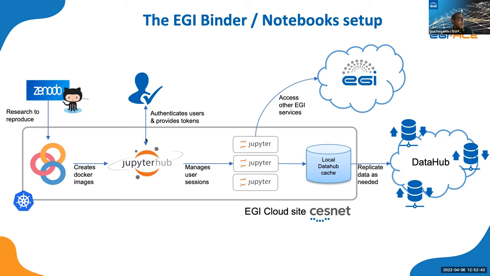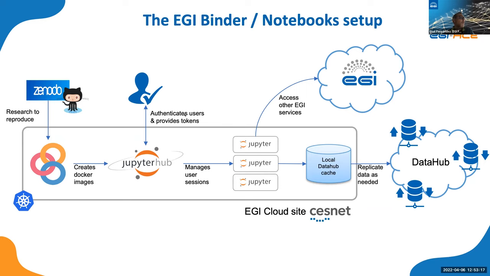JupyterHub is connected to our Check-In for identity, so people can log in with Check-In and that will authenticate the users, but also provide access tokens that are refreshed automatically for you to access other EGI services or to access the Data Hub. This JupyterHub will spawn Jupyter sessions as the user logs in, and these are connected to this local Data Hub cache, which is replicating the data as needed from other providers all across Europe or all across the world.